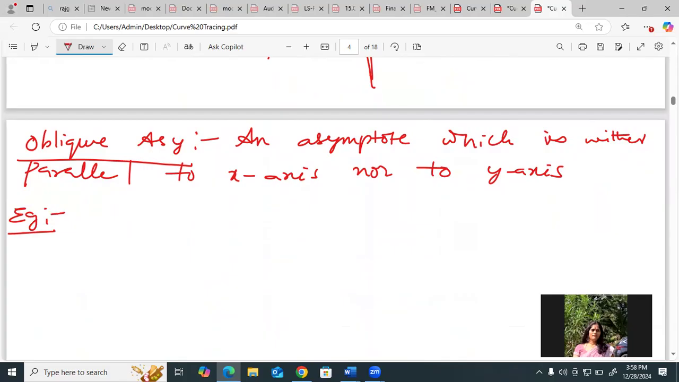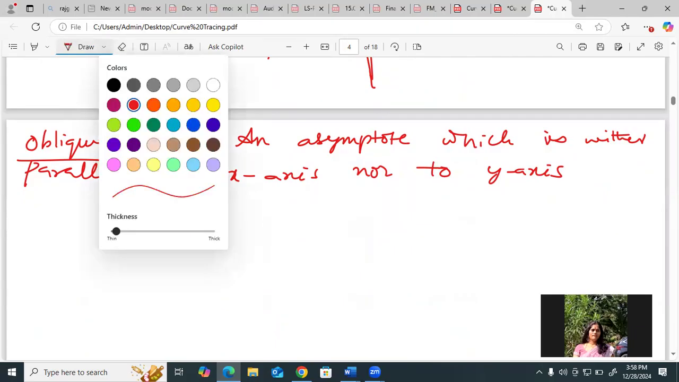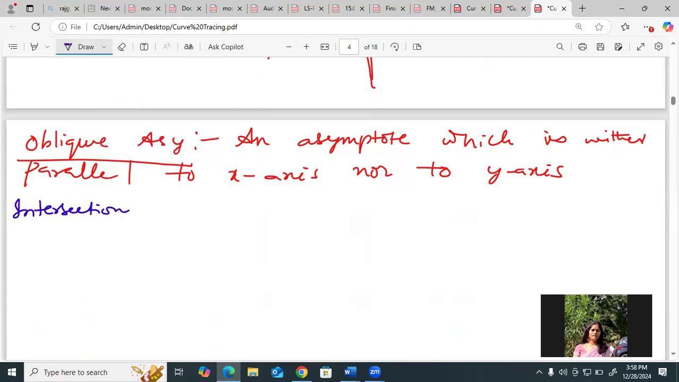Before going to this example, I'll finish off saying how to find intersection. You are all aware of how to find intersection, guys. It's very simple, very easy. How do I find intersection? Intersection with the axis. It's very simple.